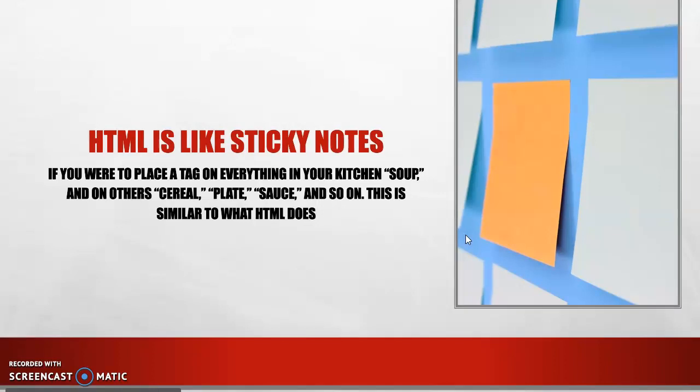So I love analogies, and the book starts off with a really good analogy of what is HTML, and it likens HTML to sticky notes. It says, imagine you're in your kitchen and you label everything. You label the cereal, the plate, the sauce, the cups, the bowl. You put a label on everything, or in other words, the label is the same thing as a tag. You tag everything with its proper name.